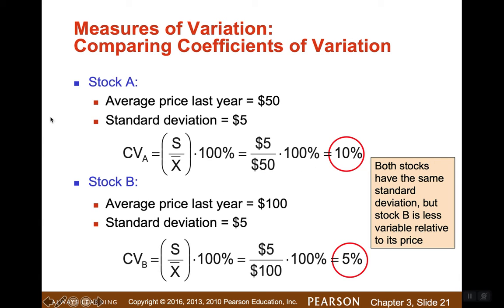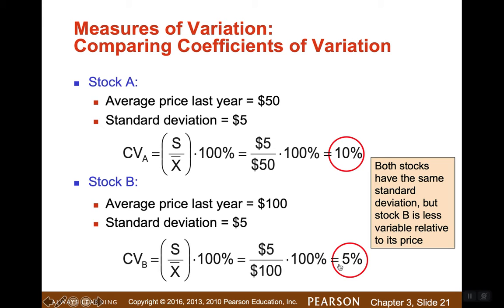And so we'll do this for one stock. And let's do it for another stock. Another stock, the average price is now 100. Instead of 50, it's 100. Do the same calculation. Divide the average price into the standard deviation. Multiply times 100. That gives us 5%.